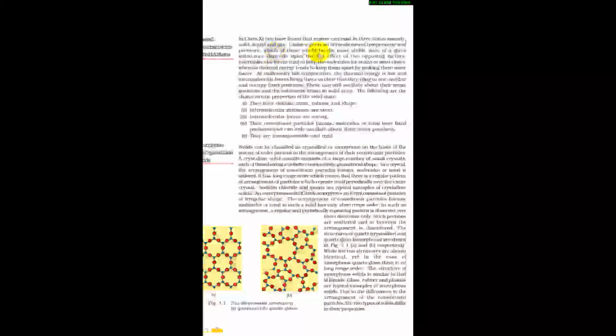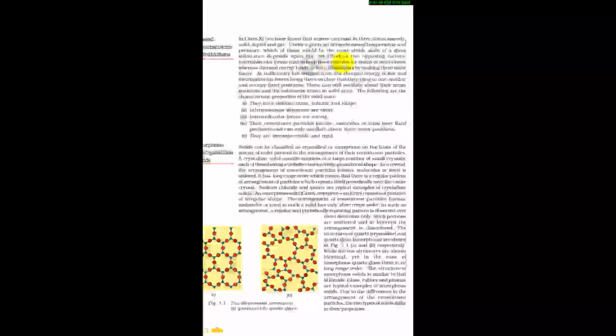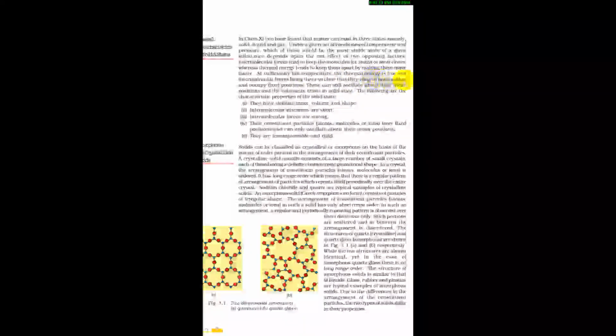Which of those would be the most stable state of a given substance depends upon the net effect of two opposing factors. Intermolecular forces tend to keep the molecules, atoms or ions closer, whereas thermal energy tends to keep them apart by making them move fast. At sufficiently low temperatures, the thermal energy is low and intermolecular forces bring them so close that they cling to one another and occupy fixed positions. They can still oscillate about their mean positions, and the substance exists in the solid state.